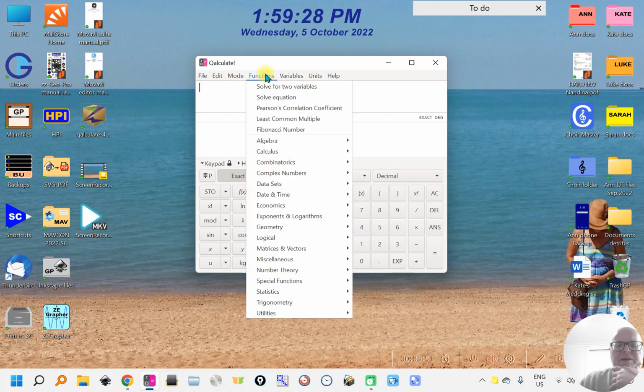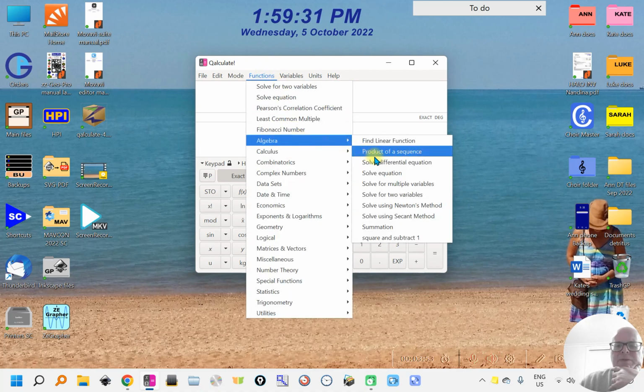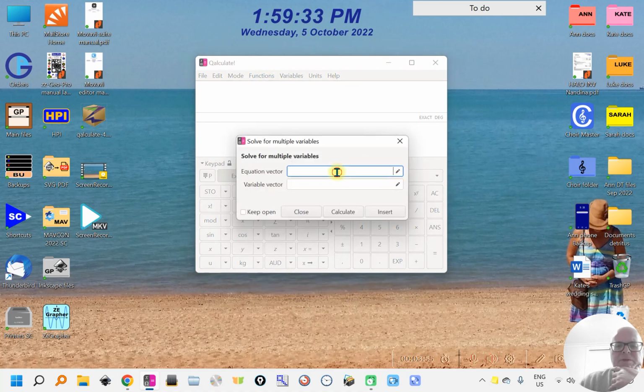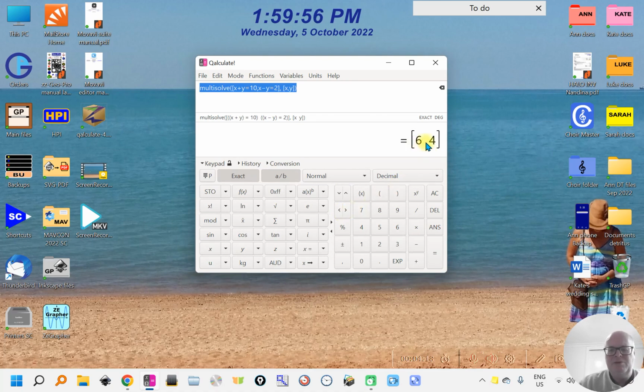Under functions, algebra, solve for multiple variables, and you put in a vector of equations. That's square brackets, so x plus y equals 10 is one of the equations, x minus y equals 2 is the other equation. That's the set of equations, and for the variables, again square brackets, are x and y, which we separate with commas, and yeah, there's the solution, 6, 4.